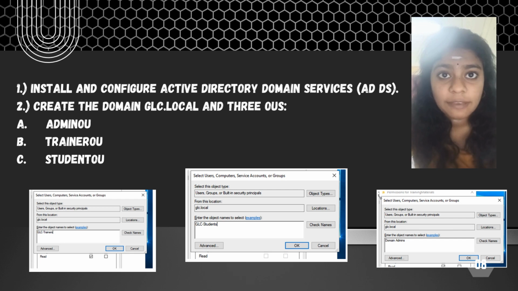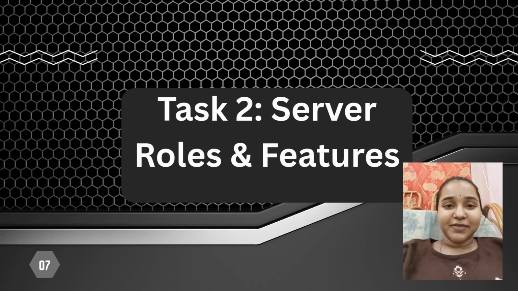For Task 1, our first step was to install and configure Active Directory Domain Services, which is the foundation of a Windows network. We created the domain GLC.local for centralized management. To organize our objects logically, we created three organizational units, or OUs: one for admins, one for trainers, and one for students. This structure allows for applying specific policies to different types of users, which is a key security and management practice.